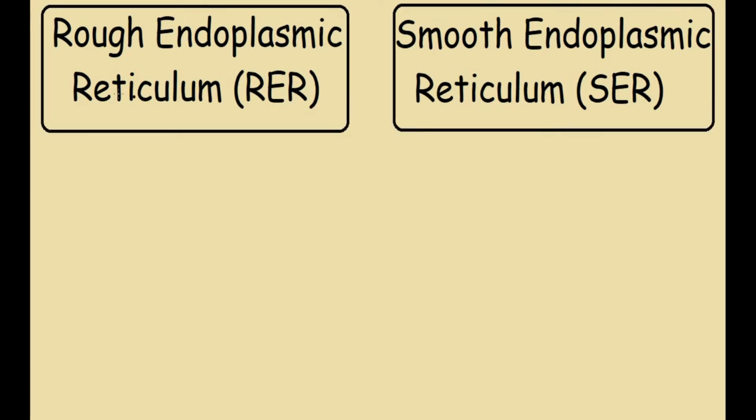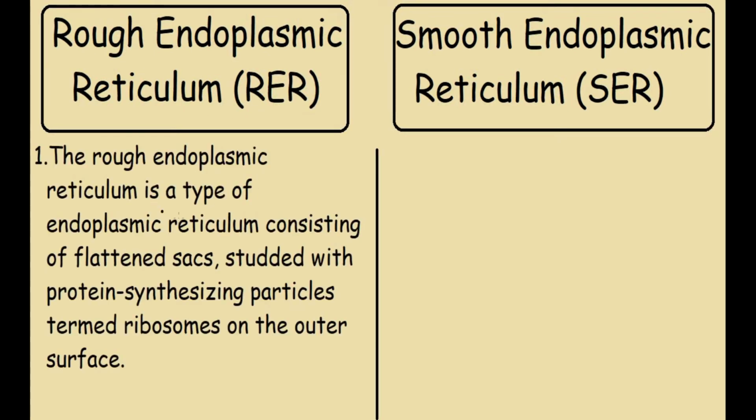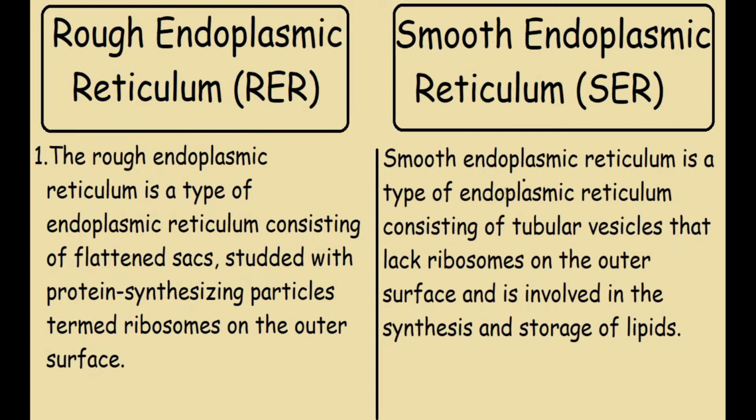So the first point: the rough endoplasmic reticulum is a type of endoplasmic reticulum consisting of flattened sacs studded with protein synthesizing particles termed ribosomes on the outer surface. And the smooth endoplasmic reticulum is a type of endoplasmic reticulum consisting of tubular vesicles that lack ribosomes on the outer surface and is involved in the synthesis and storage of lipids.